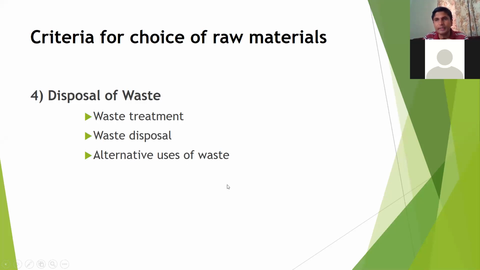There are many wastes that might find alternative uses as well. For example, in breweries, the spent grain after the production of beer or alcohol is a very good animal feed. So this is an alternative use. Many of the wastes have their alternative uses as well. So industry should select those raw materials whose waste can find alternative uses as well.